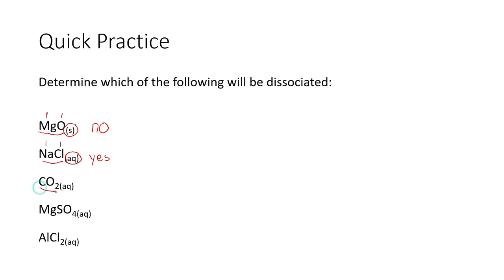Down here, we've got carbon dioxide. It is aqueous, so that's good, but carbon is a nonmetal, oxygen is a nonmetal. This is a covalent compound, so it is most likely not going to be dissociated. Here we've got magnesium sulfate. This is a metal. This whole group right here is going to be the anion. This is a nonmetal, and it is aqueous, so that checks both of our boxes. We've got a yes. And then this last one, AlCl2, aluminum is a metal, chlorine is not. It is aqueous, so it will be dissolved in solution.